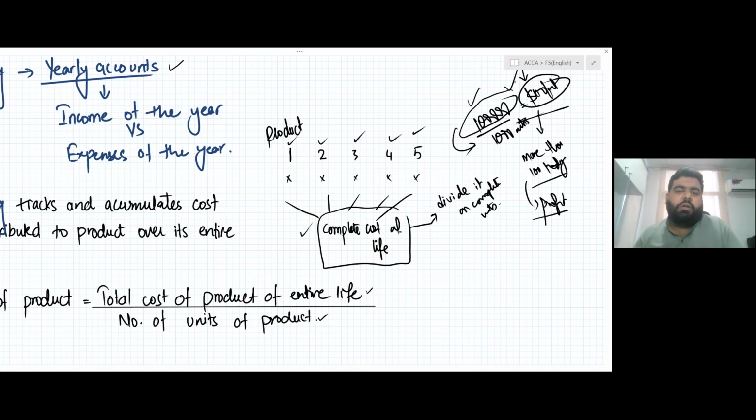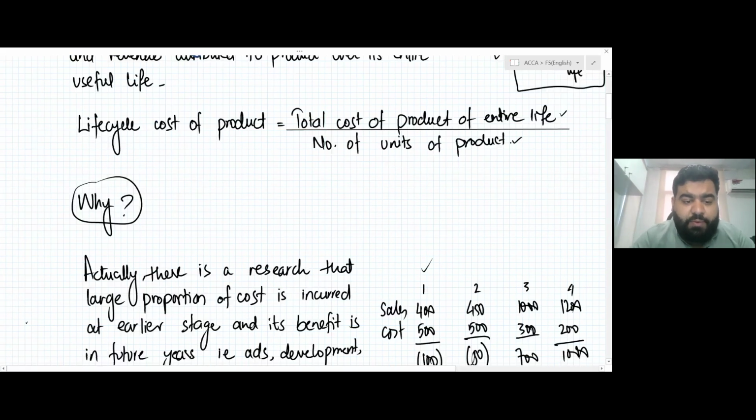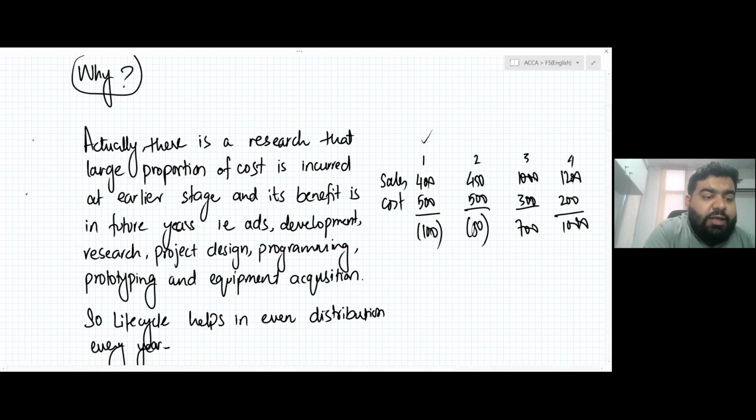If average cost is 100 and you're selling less than that, you will have a big loss over the life. So life cycle cost basically, it's written, actually there is research that a large proportion of cost is incurred at an earlier stage, and its benefit is in future years.